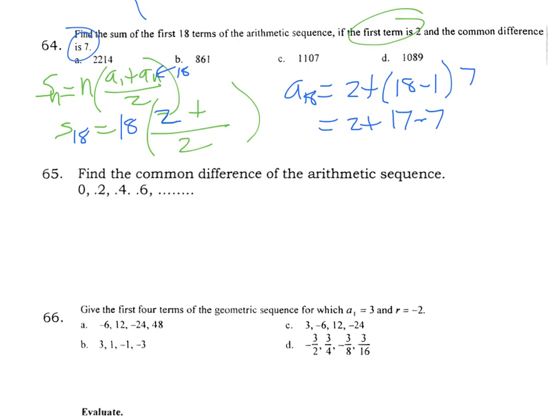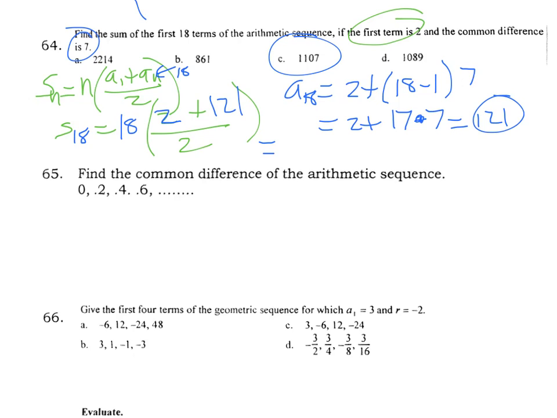So let's see, I'm not sure what 17 times 7 plus 2 is, so I'm going to figure that out with my calculator. 17 times 7 plus 2 is 121. And guess what? 121 is what I need to put here. So let's see. 123 divided by 2 times 18. I will get 1107. 1107.